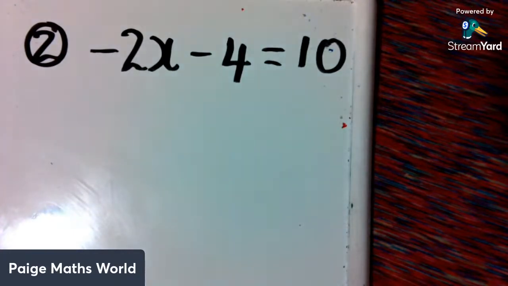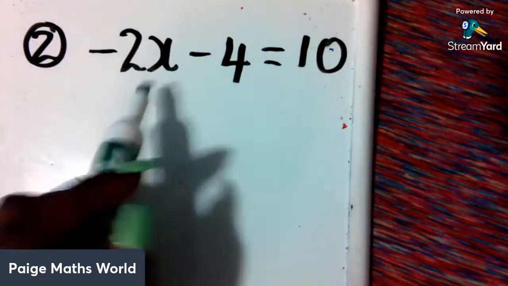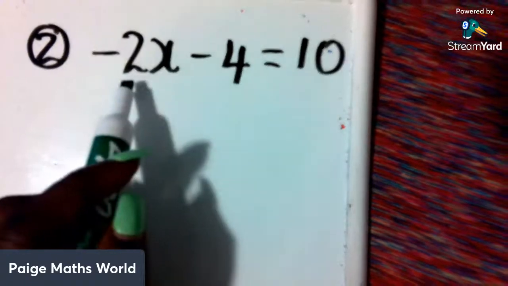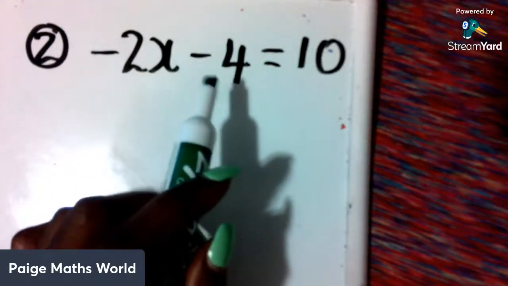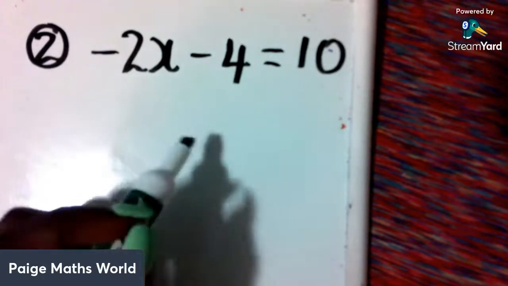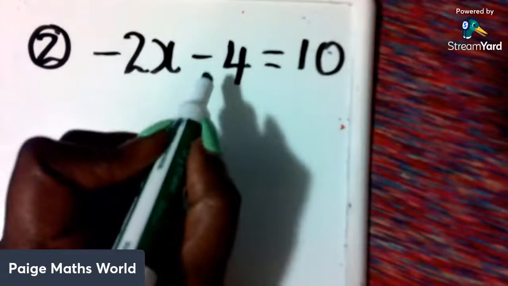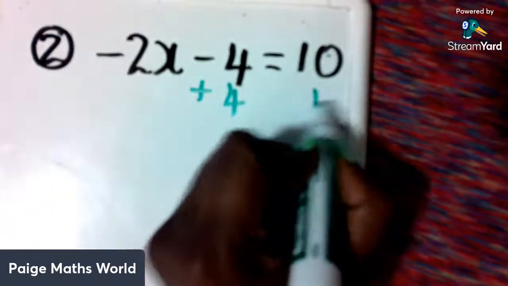All right, so let us see if you guys are correct. So it's -2x minus 4 is equal to 10. The first thing we're going to look at is what is hanging onto the -2x, because we cannot attack the -2 yet while we have something hanging onto it. So it's -4. How do we get rid of a -4? Remember, we do the opposite of subtraction, which is addition. So we're going to be adding 4 to both sides.